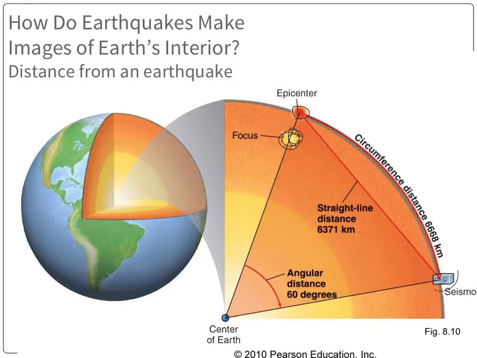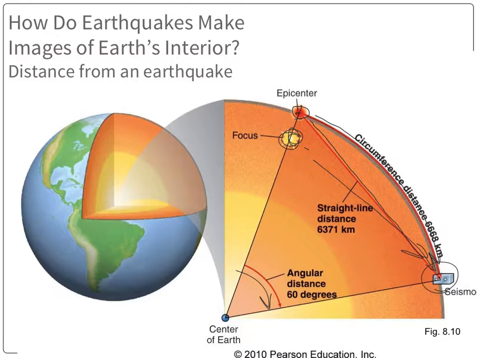We have a seismic station some distance away, which is normally measured in terms of this angular distance. And then clearly, surface waves are going to travel along the surface. We expect that the body waves, the P and S waves, would be able to just propagate through the rock, right? So the shortest distance between the epicenter and the seismic station is going to be this kind of straight line.